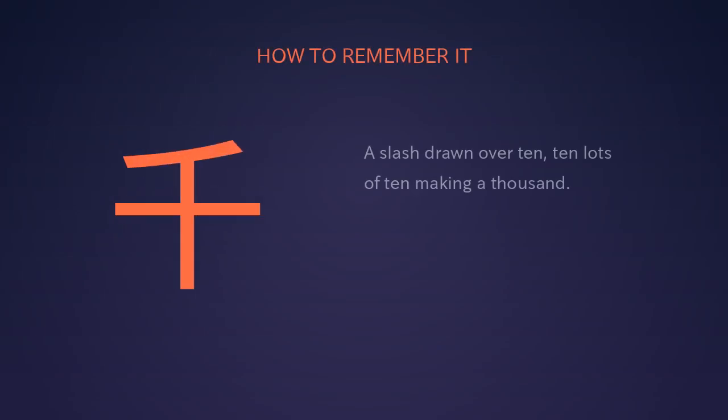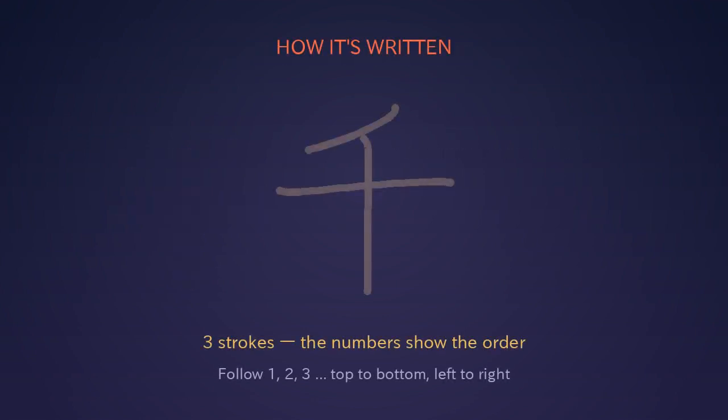A slash drawn over 10. 10 lots of 10, making 1,000. Now, let's write it. 3 strokes. Follow the numbers on screen in order, slowly.